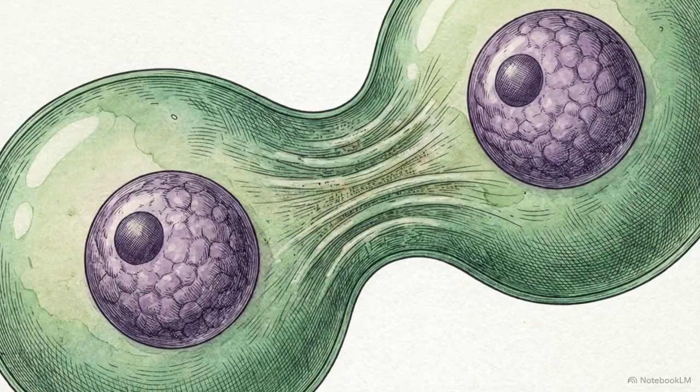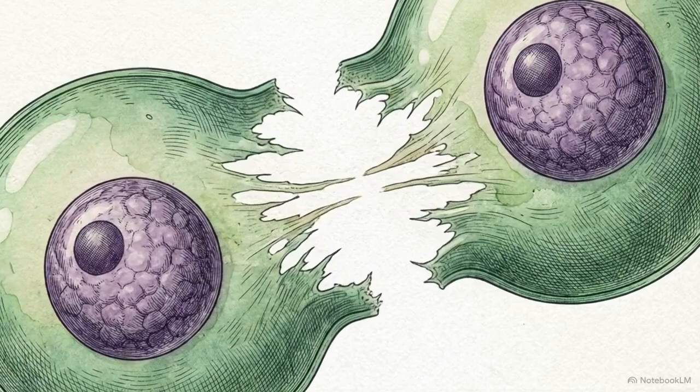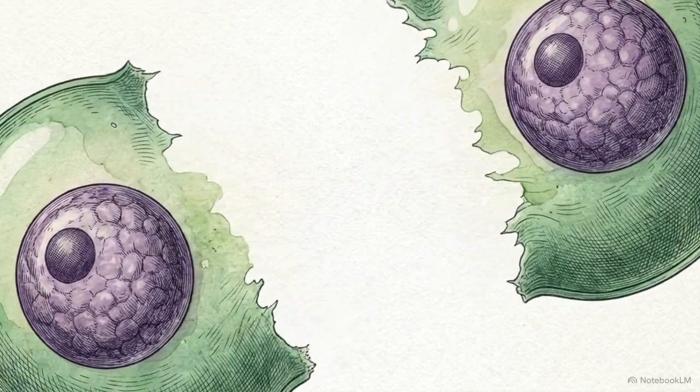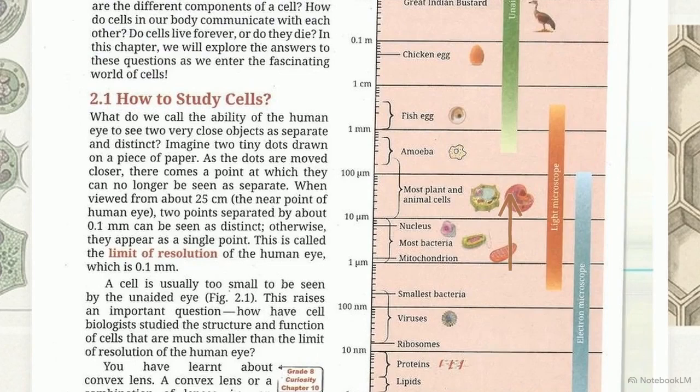Every living organism on Earth, from a microscopic amoeba to a blue whale, is constructed from incredibly small, highly active functional units called cells. For most of human history, this entire foundation of life was completely invisible to us. The unaided human eye has a strict resolution limit of about 0.1 millimeters. Anything smaller than a grain of sand simply blurs together.